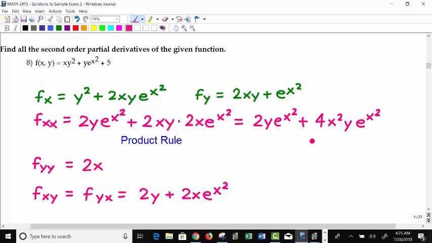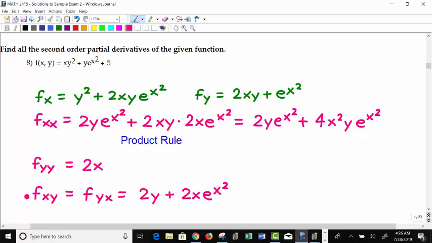Now the f_yy would be the y partial of the y partial. So we look at this one. There's only one y term. The e to the x squared will just go to 0 because it's not multiplied by any function of y. So we have 2xy will be 2x, and that'd be it. So it's just 2x for that one.